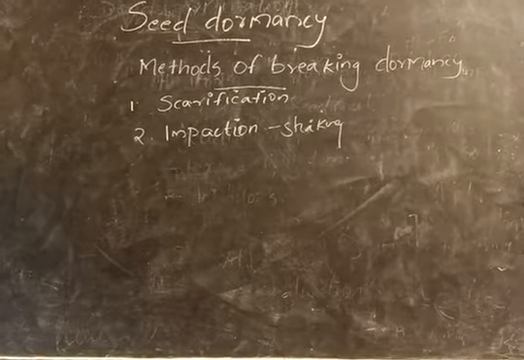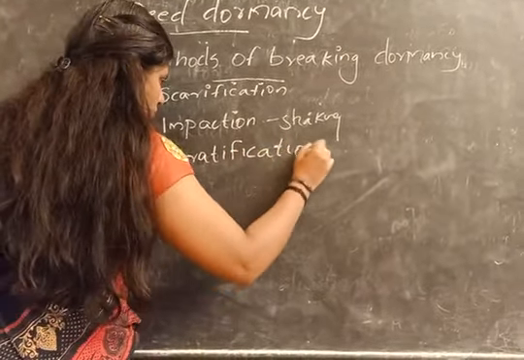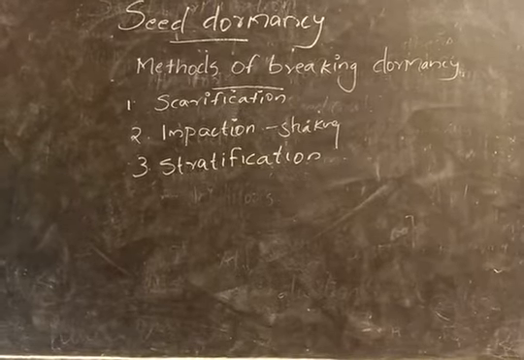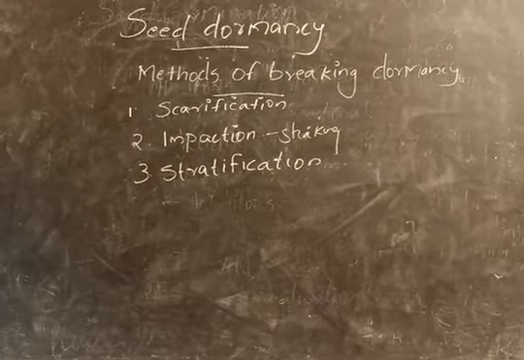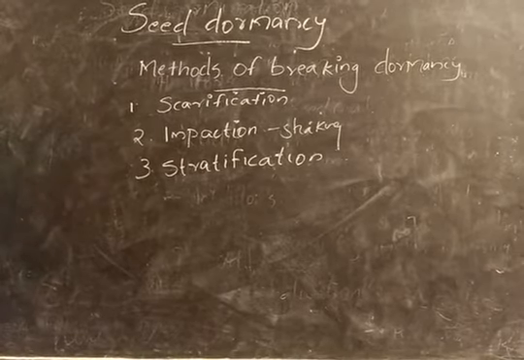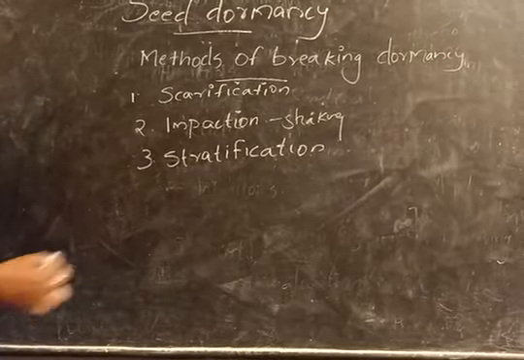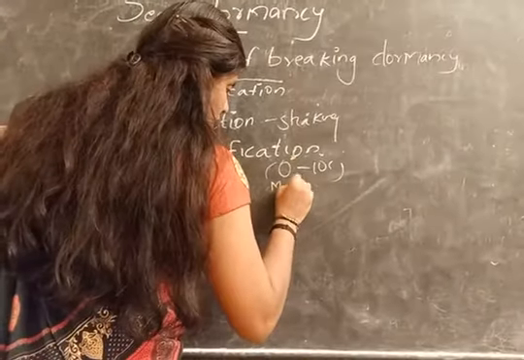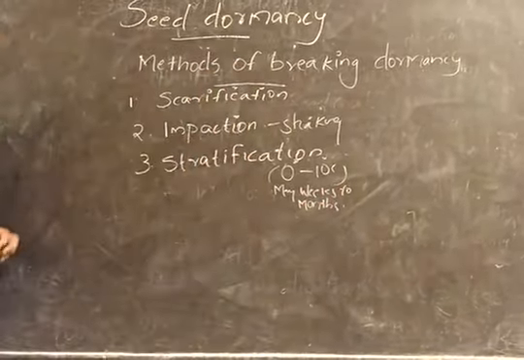The third one is stratification. That is, seeds of Rosaceae family plants will not germinate until they have been exposed to a well-aerated moist condition under low temperature, 0 to 10 degrees Celsius, for many weeks to months.